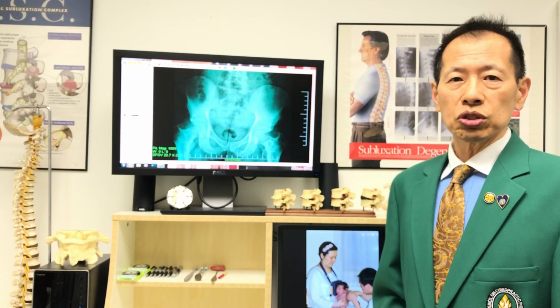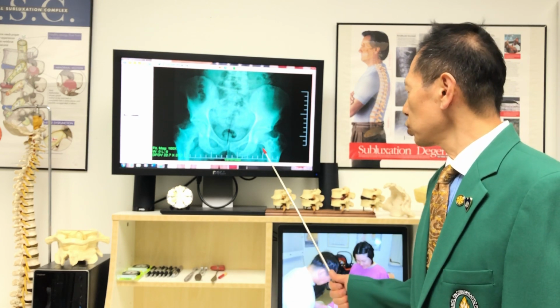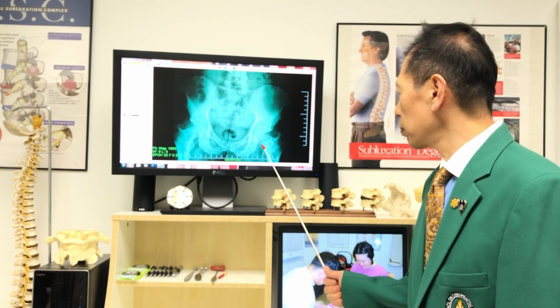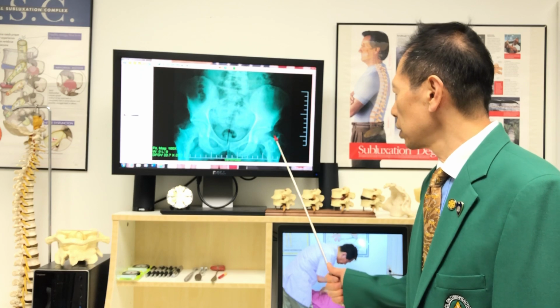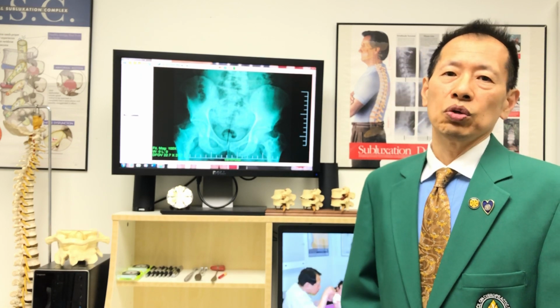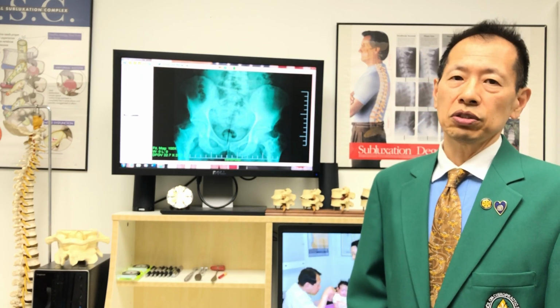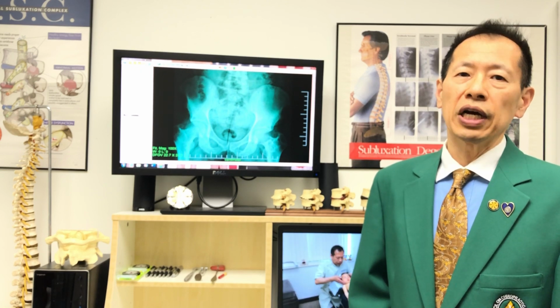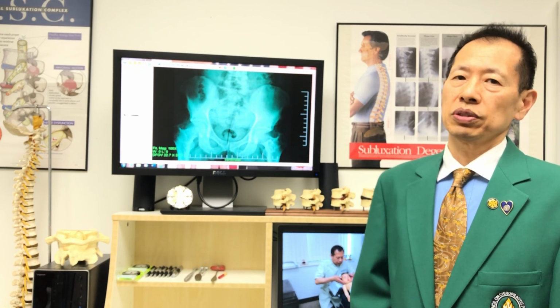This image also has a bone tumor on the femur bones here. So we have to send the patient to the medical doctor to make sure it's a benign tumor.